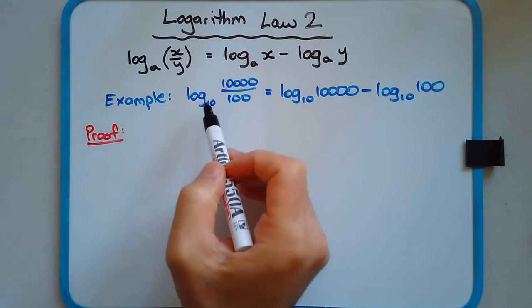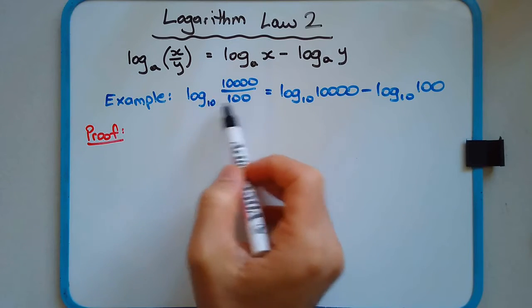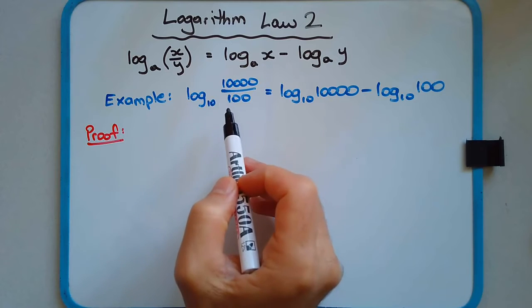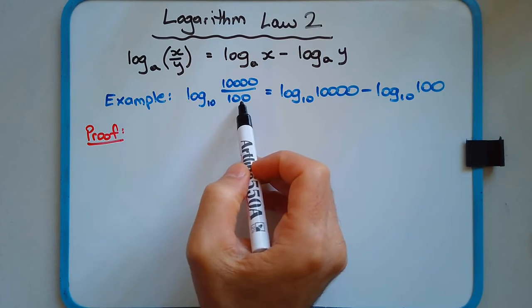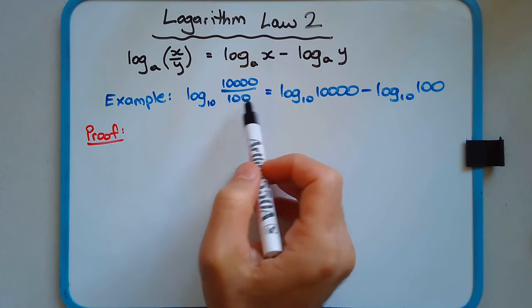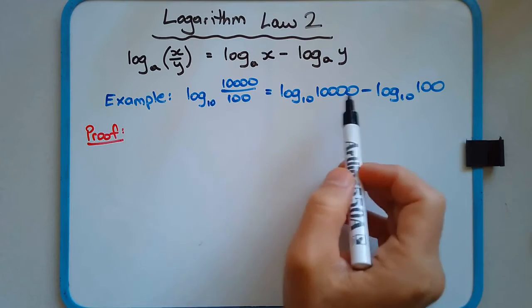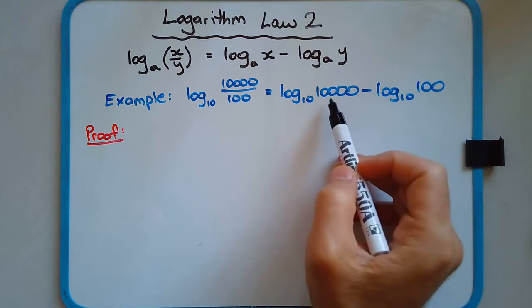As an example, if we have, say, log base 10 of 10,000 over 100, and I've chosen something fairly easy to comprehend, 10,000 over 100 is 100. Log base 10 of 100 would be 2, because 10 to the power of 2 would be 100. Does it work here? The difference of two logs.